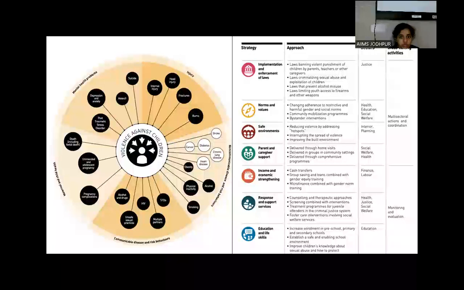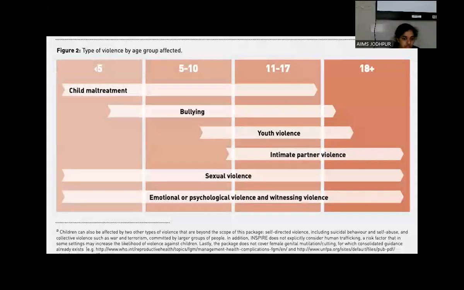So all this requires provision of appropriate justice for the children, education and social welfare, planning by the government, and provision of financial labor, as well as education and life skills to the children and to the parents themselves. They also noted that according to the age, the type of violence faced by the child was also affected.